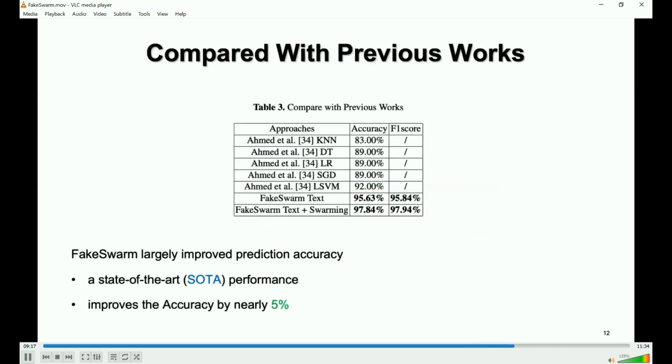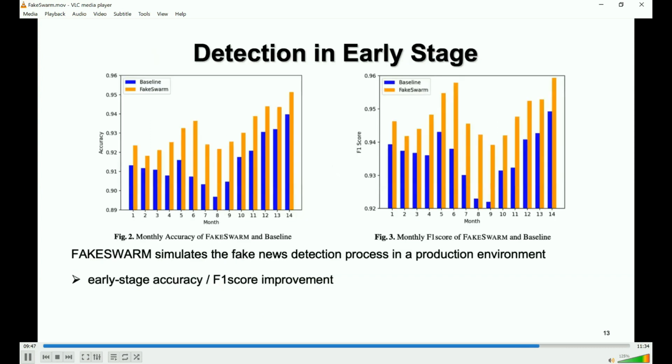And we also compared with previous works. Our system demonstrates superior performance compared with the previous works in fake news detection. Text embedding alone in FakeSwarm outperformed the best classifier employed by the previous work. When combined with swarming embedding, our system achieved even higher accuracy, showcasing its effectiveness in detecting fake news.